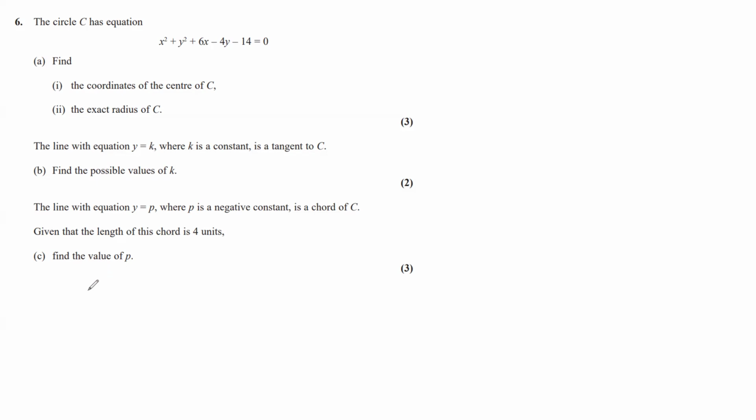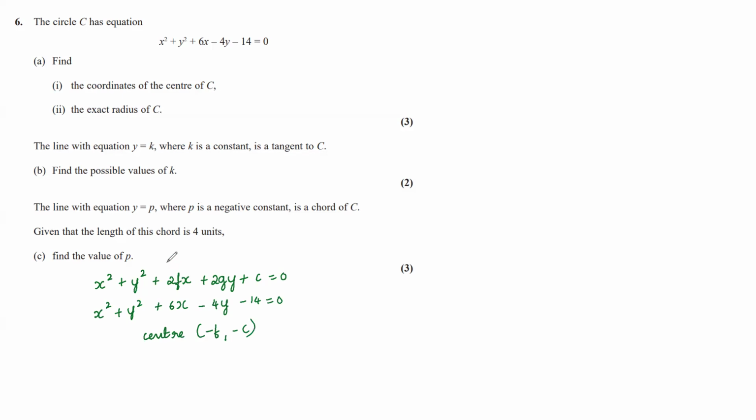So for the first part, we know the standard form of the equation of a circle is x squared plus y squared plus 2fx plus 2gy plus c is equal to 0. So here we have x squared plus y squared plus 6x minus 4y minus 14 is equal to 0. Now we know the center is represented by minus f comma minus c.